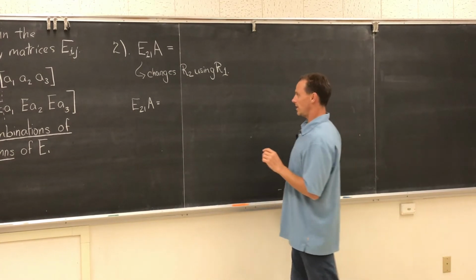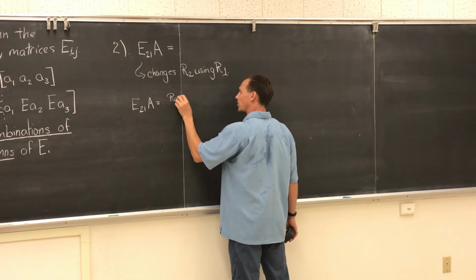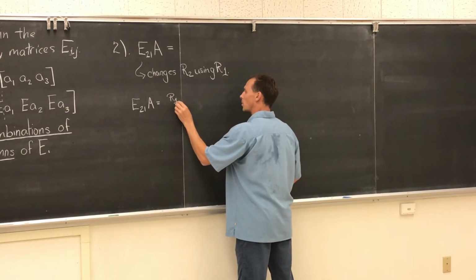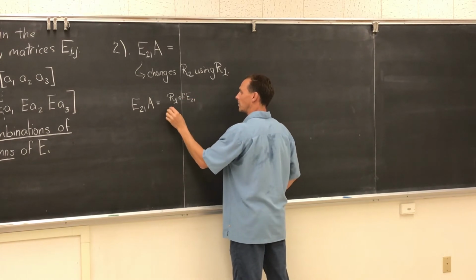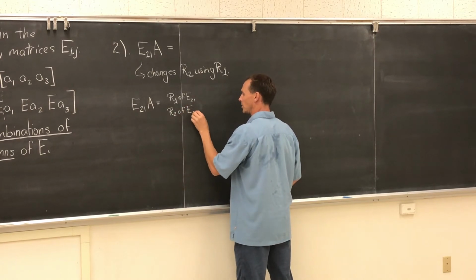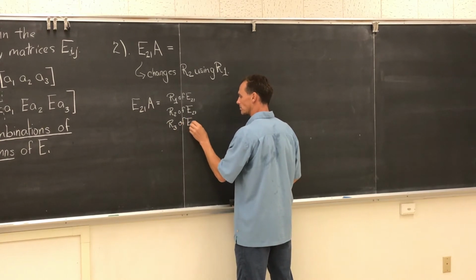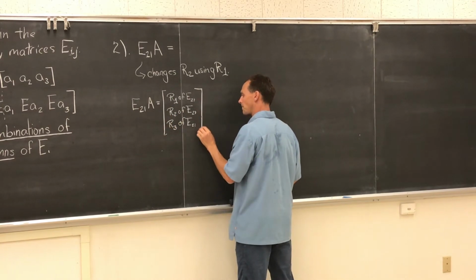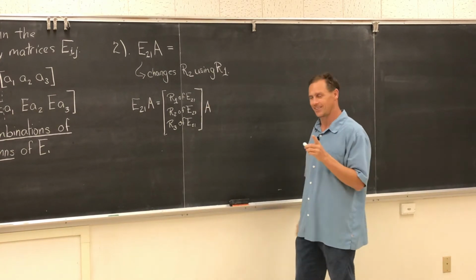Well, what did it do? We had E21, we have row 1, I'll write it this way. We had row 1 of E21, and maybe there was a row 2 of E21, and we had row 3. Now, we multiplied that by the matrix A. Now watch this.